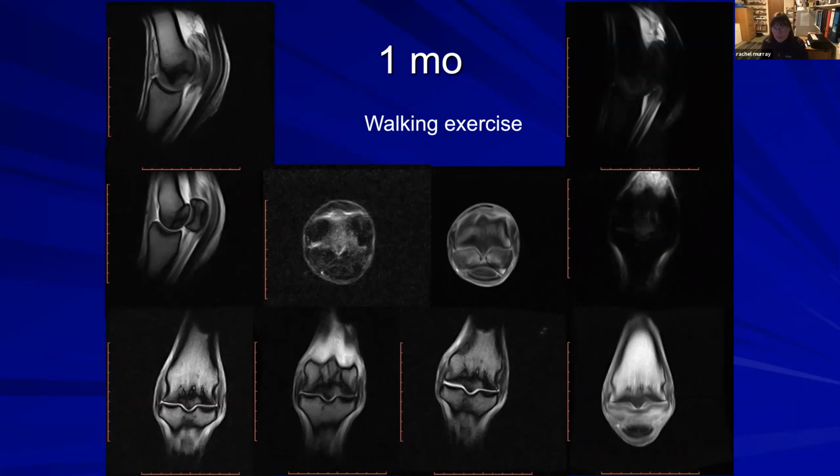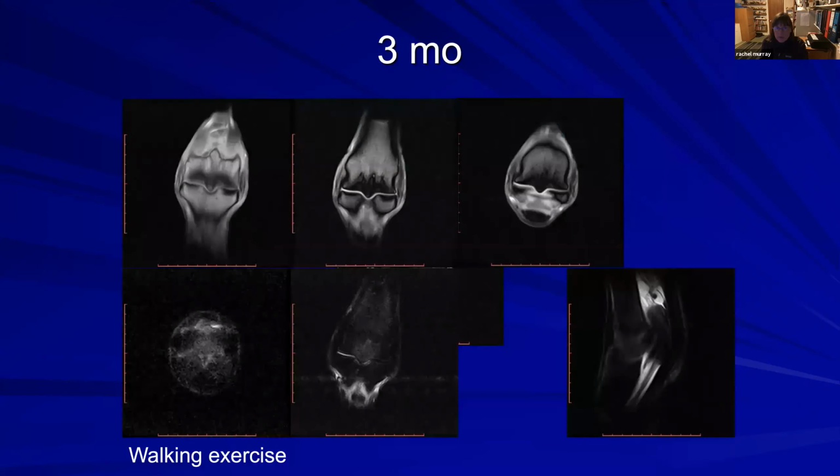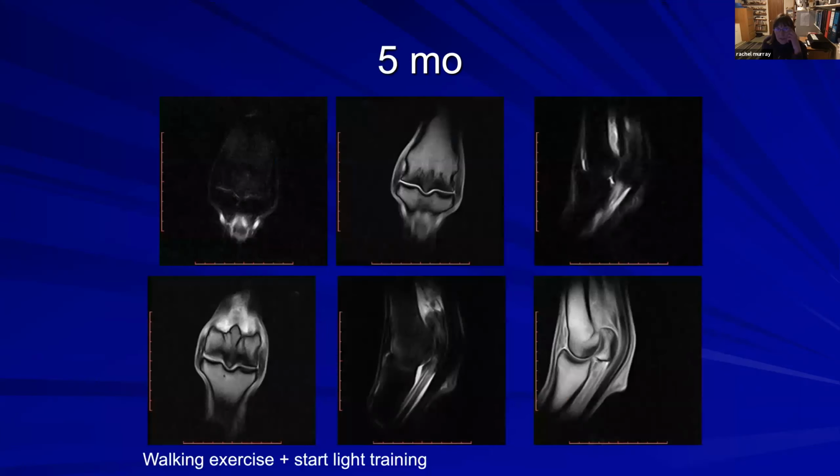So the horse stays in walking exercise for 1 month. At 3 months, we re-MRI, and we can see we've got a more defined, decreased area of fluid signal around the parasagittal groove. The horse is in walking exercise still at 5 months. It starts in light training. We've got more resolution of the fluid signal at this point. Again, it's still around that parasagittal groove.